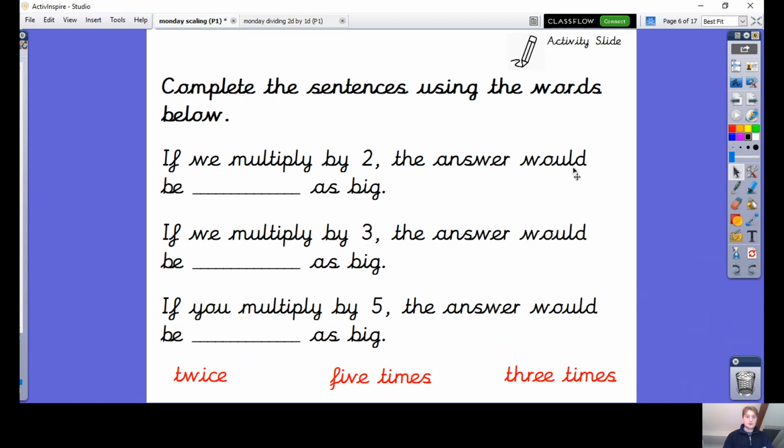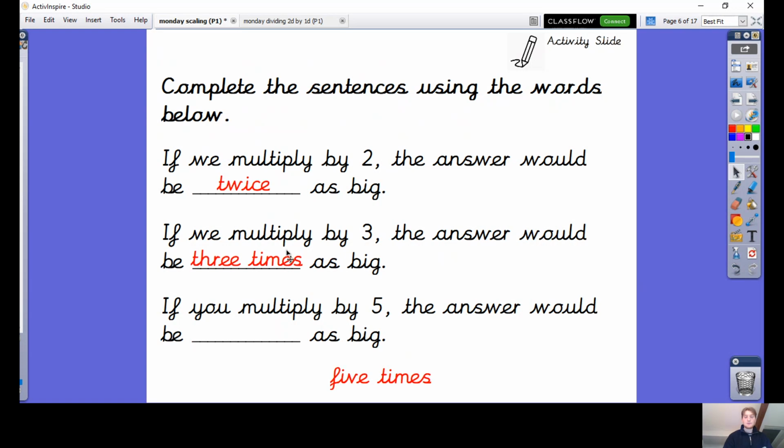Okay, let's go for the answers then. So, first sentence. If we multiply by 2, the answer would be blank as big. Looking here, like we just discussed, I believe if we multiply by 2, the answer would be twice as big. If we multiply by 3, the answer would be 3 times as big.